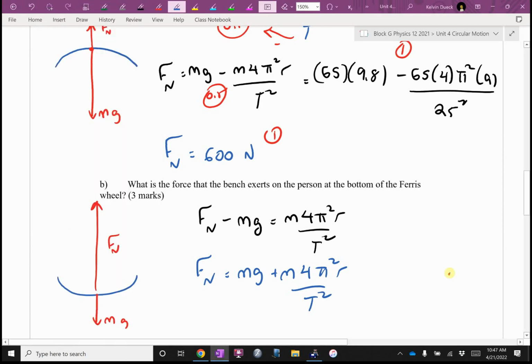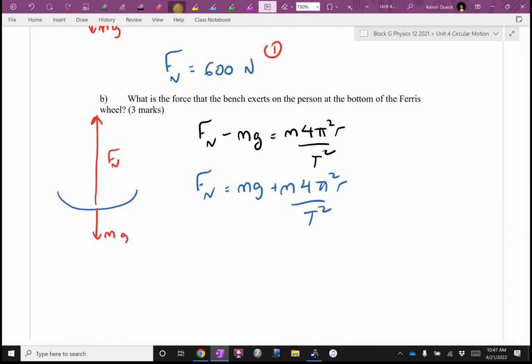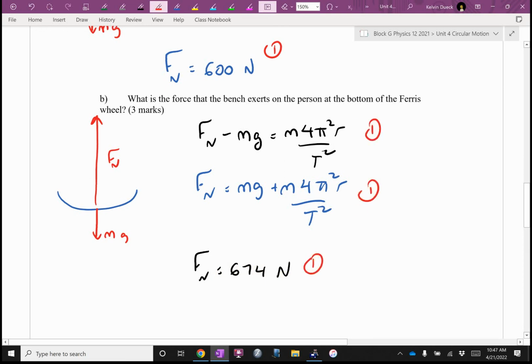674, I think. Here I'd probably go 1 mark, 1 mark, 1 mark. If you wrote the numbers, I'd give you some credit too, but I was lazy. I noticed it was all identical.